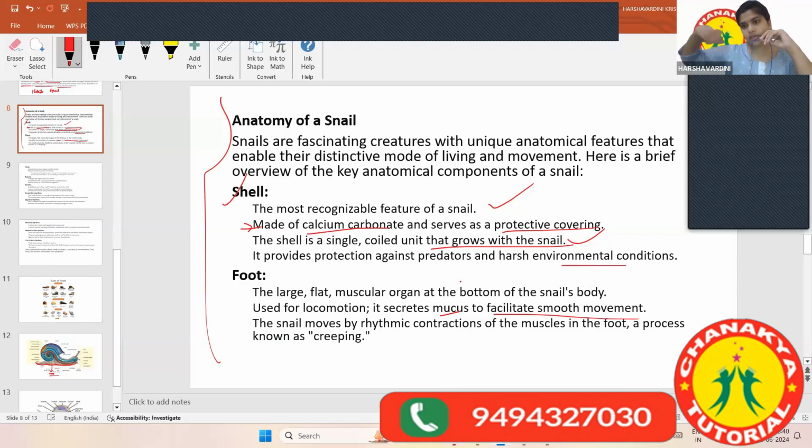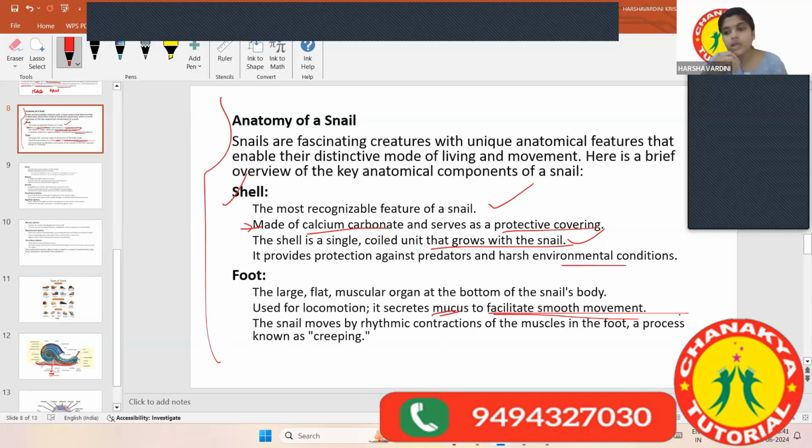If something is not coming free to open, you will use oil in that place. So oil is basically reducing the friction. Oil's important work is to reduce the friction and ease the movement, right? If you apply the oil, you can easily remove anything. The mucus also has the same property. So when they secrete the mucus, it helps them to move smoothly in the environment. The snail moves by rhythmic contractions of muscles in the foot, a process known as creeping.